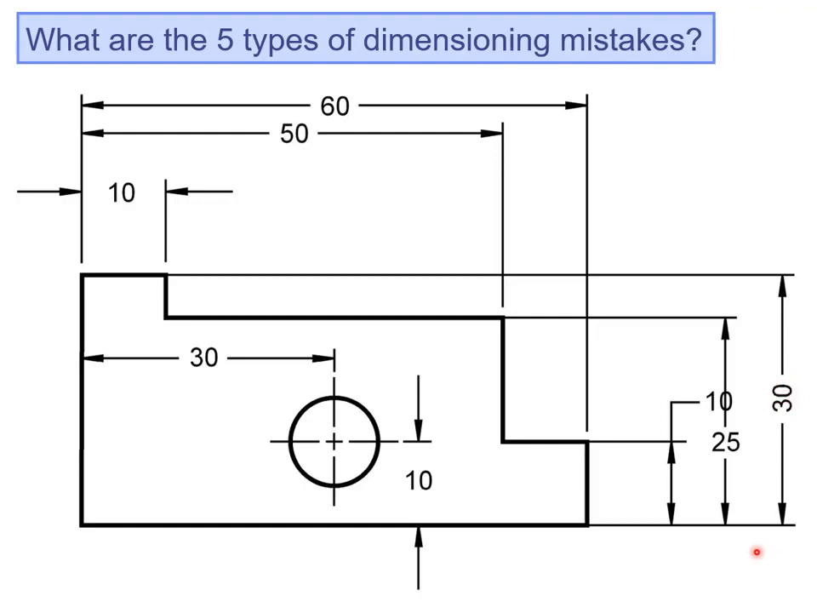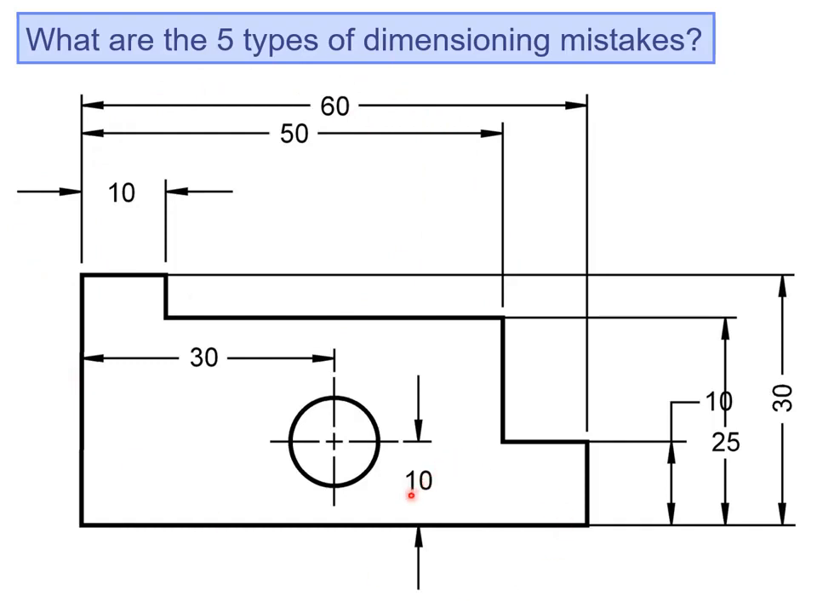Okay, another mistake that we see is avoid placing dimensions inside the object. If there was no room to place the dimensions outside, then it's acceptable to leave it inside. But we have room, so we're going to take this 30. We can either place it downward, but we want to group it with another group of dimensions, so we're going to take the 30 and move it up, and actually place it up here with the 10, 50, and 60. We tend to try to group dimensions together.